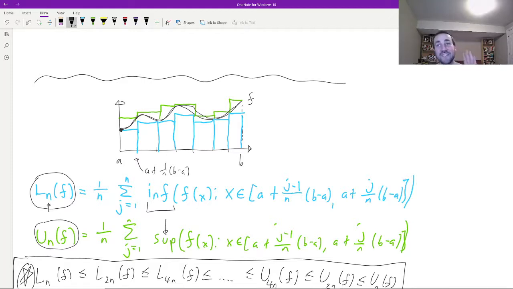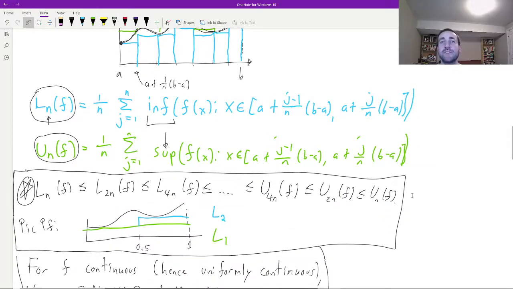Now again, I haven't defined the integral of f yet, but just looking at the picture, it's clear, right? There's more stuff under the green curve than there is under the black curve for any sensible definition. Okay, so those are the green curves and the blue curves. Now let's turn this into some mathematics.